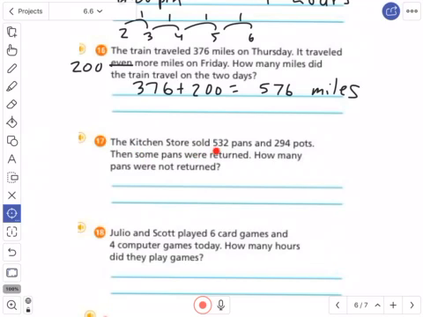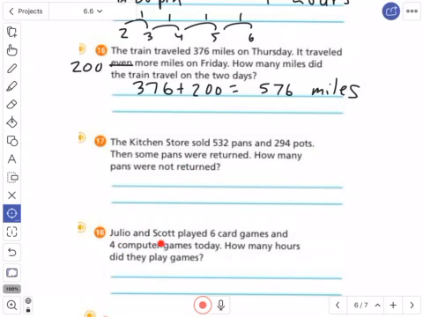The kitchen store sold 532 pans and 294 pots. Then some pans were returned. How many pans were not returned? They gave you extra information here. You probably don't need to know about the pots, just the pans. But some pans were returned.